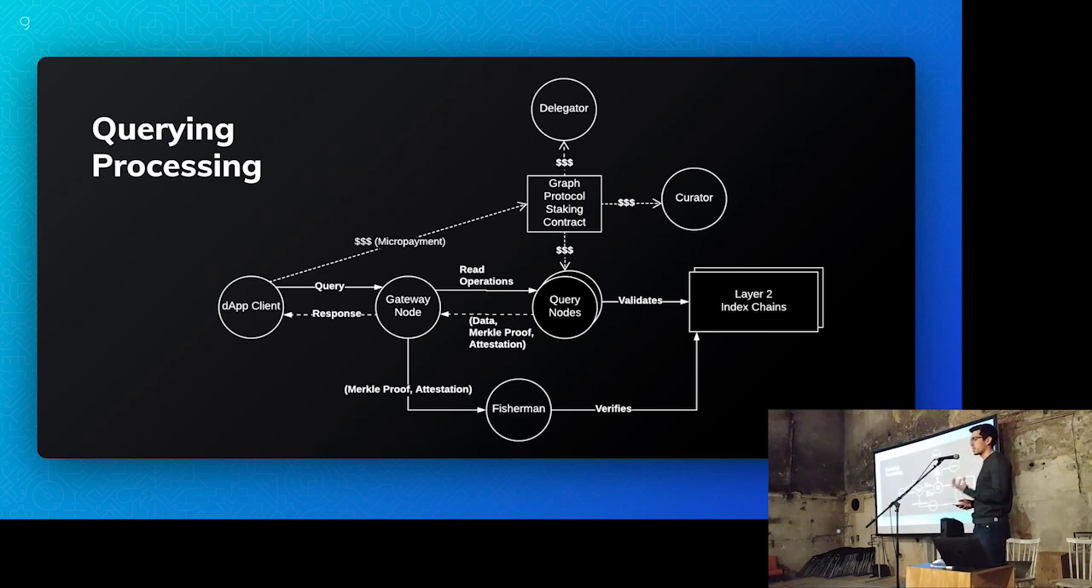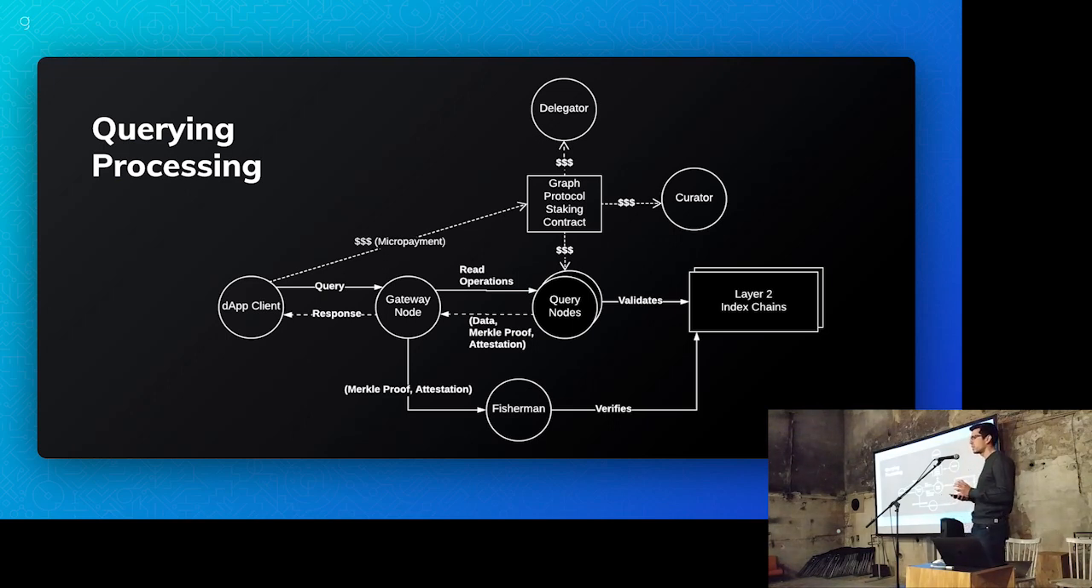These attestations are potentially valuable to a fisherman or to anyone else in the network, because if you successfully file a dispute against one of these query nodes that's malicious, then you can get a portion of their staked tokens as part of your reward. The other thing I'll note here is that fishermen, in addition to verifying attestations, can also just look at the index chain directly, which is something that the naive construction didn't have.